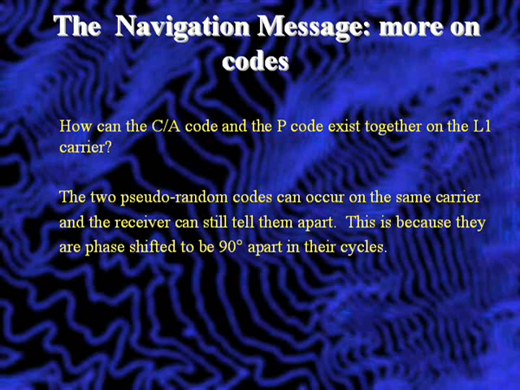So there's no interference. There's enough space on that wavelength that you can put two codes on there. That's basically what it says. And the way it determines which code it is, is by which phase shift it actually modulates.